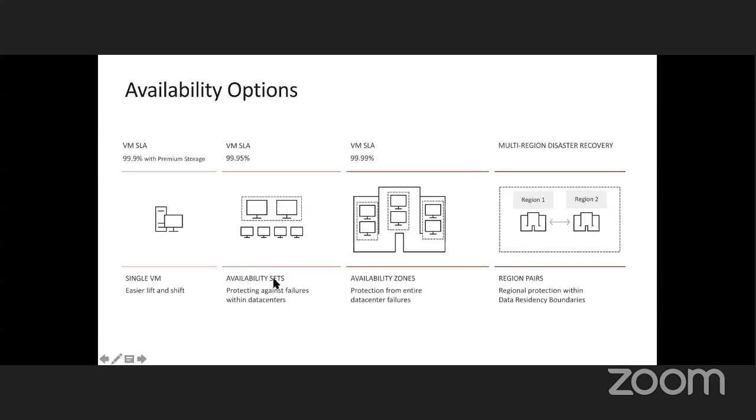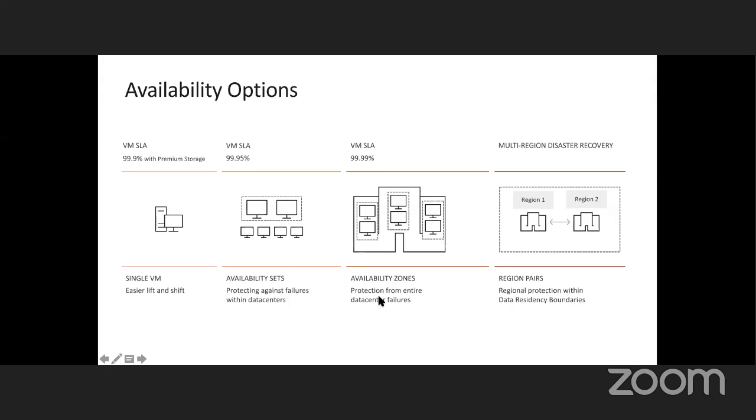Now availability sets, like I said before, they protect against failures within data centers. Okay, that's the main objective or goal of availability sets, to protect against failures within data centers. And the service level agreement is 99.95. Okay, now we have availability zones. So in this case, we have more availability here, right? And that's why the service level agreement is going to be 99.99%. So what is the objective of this? Protection from the entire data center failures.